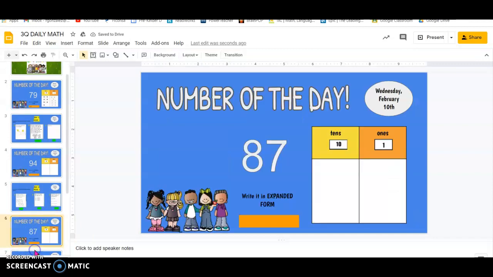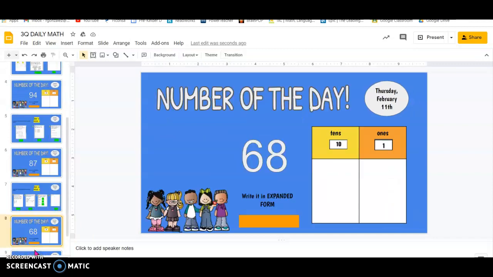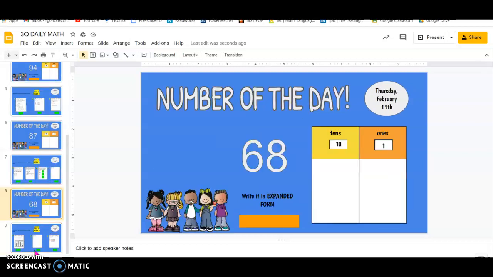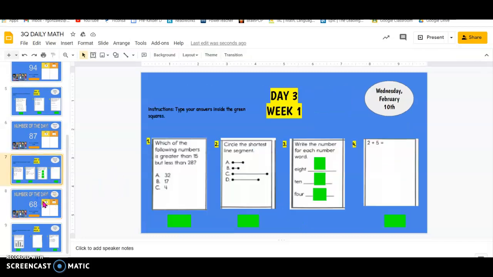Okay? And then you see that every day you're going to have different problems and a different number of the day. And with the number of the day, you need to write it in expanded form and show with your place value cards. Okay?